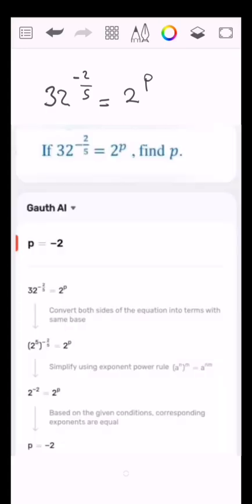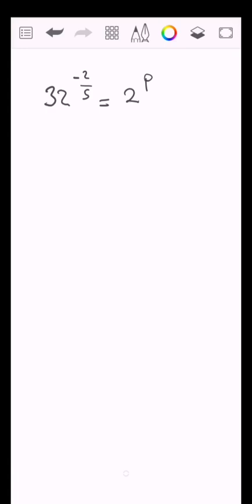Question yedu iri kuti, if 32 to the power minus 2 over 5 is equal to 2 to the power p, find p. Saka kuti ti answer question iyi, tinoda a working knowledge of the laws of indices. Saka kana paine mutemo wema indices watenge tashandisa, ticha indicator as we go through our solution.